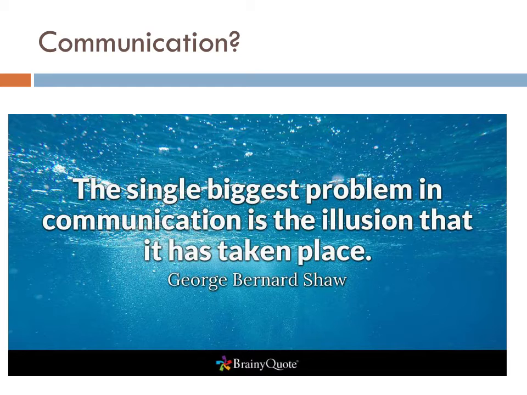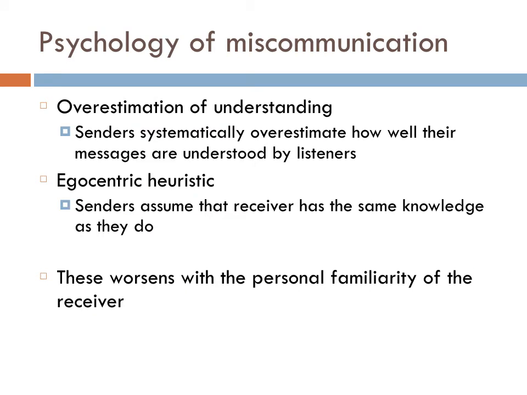There are a lot of things that have to do with the psychology of miscommunication. What are some of the challenges we face? One of the things we all do as human beings is overestimate our ability to communicate something, and overestimate the understanding of the other party. Senders of information systematically overestimate how well their messages are understood by listeners. Psychologists call this the egocentric heuristic. After the communication, senders assume that the receiver now has the same exact knowledge as they do, which is often not true. Ironically, this worsens with the personal familiarity of the receiver.